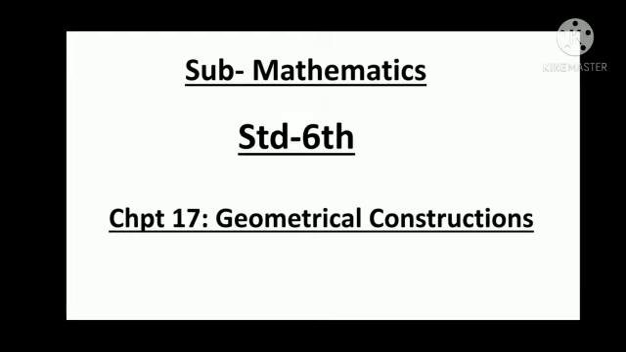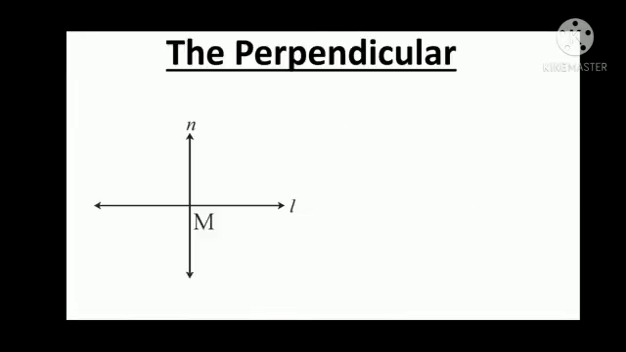Today we will be studying Maths for Standard 6th, Chapter number 17, Geometrical Constructions. The perpendicular. In the given figure here, line L and line N intersect at point M, and we can see that the angle formed between line L and line N is of 90 degree.